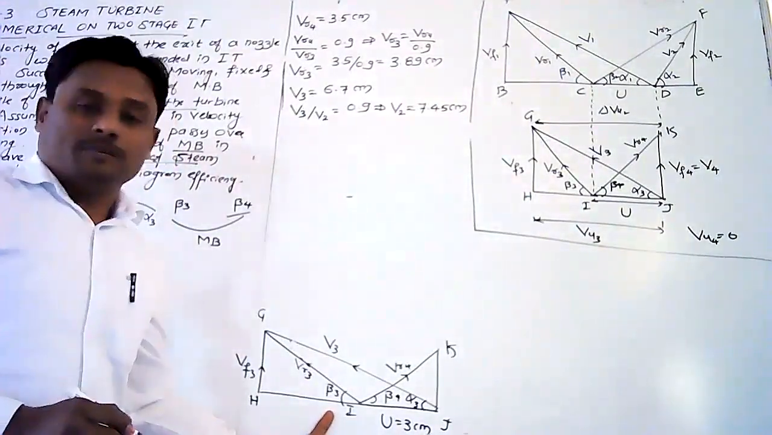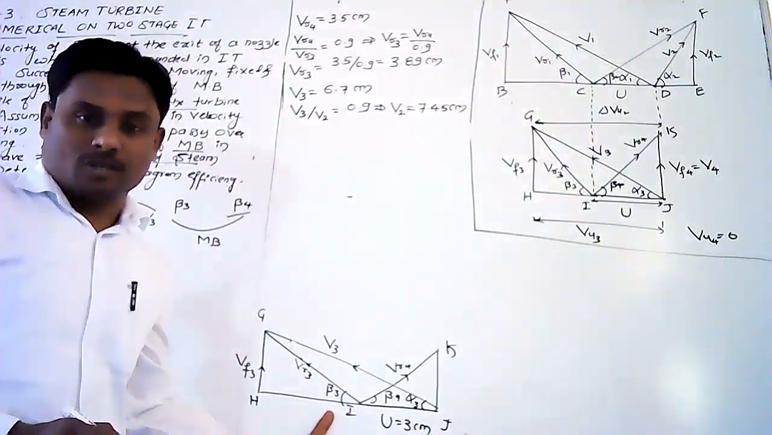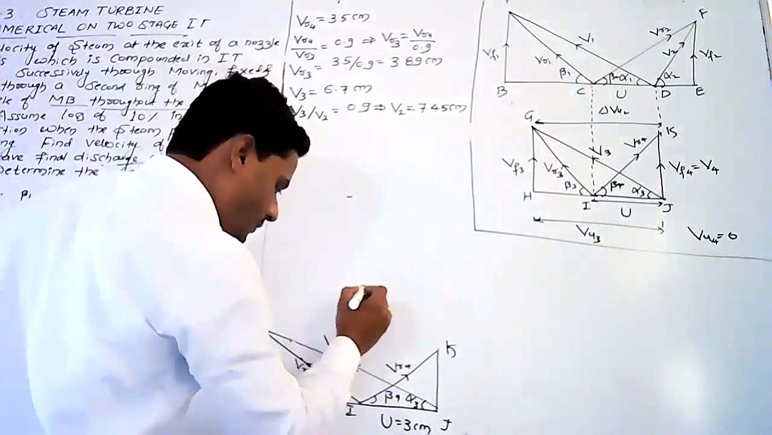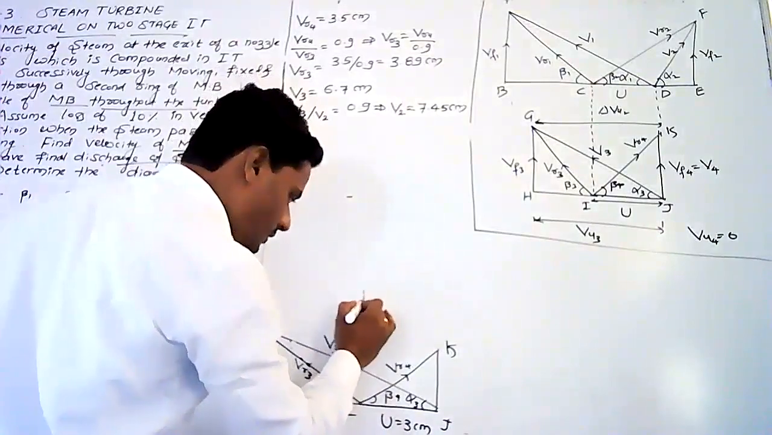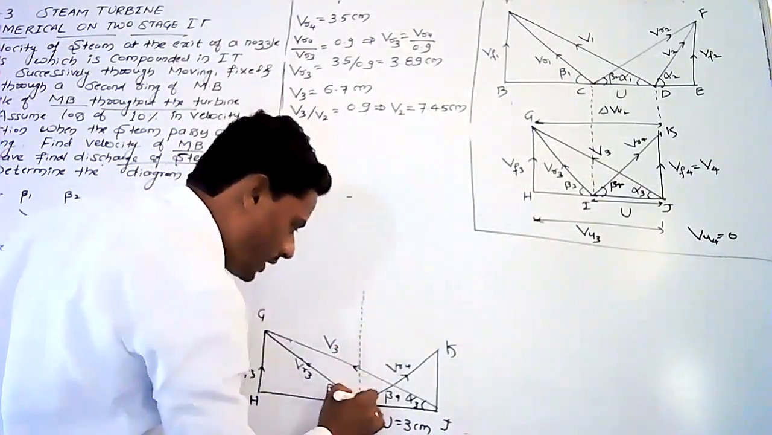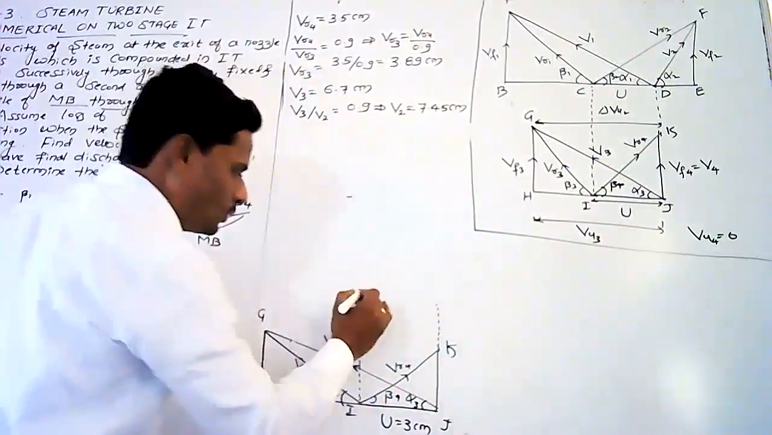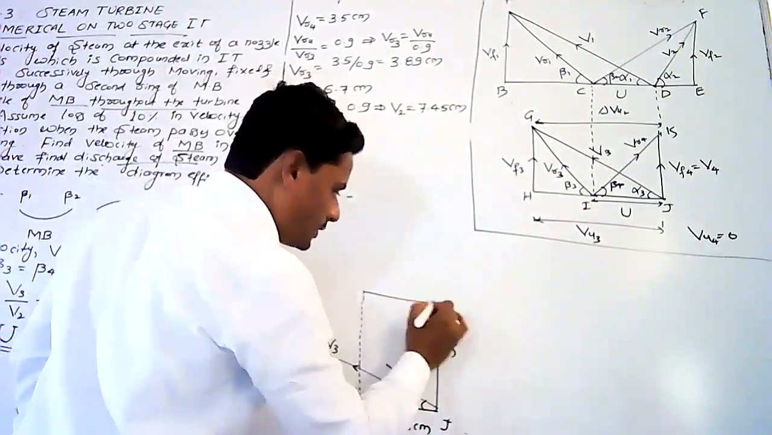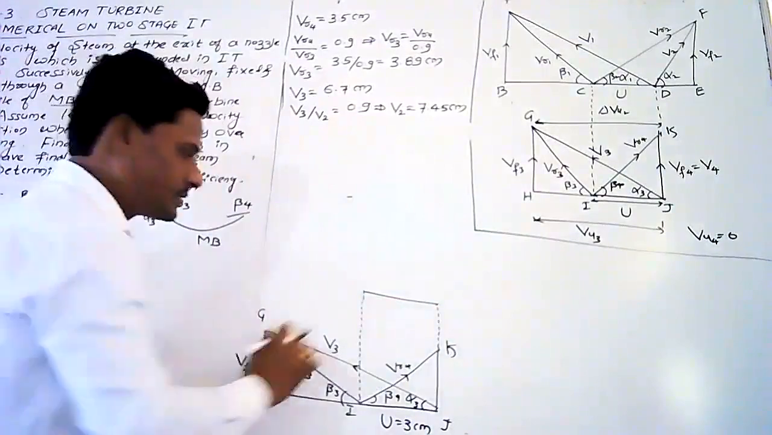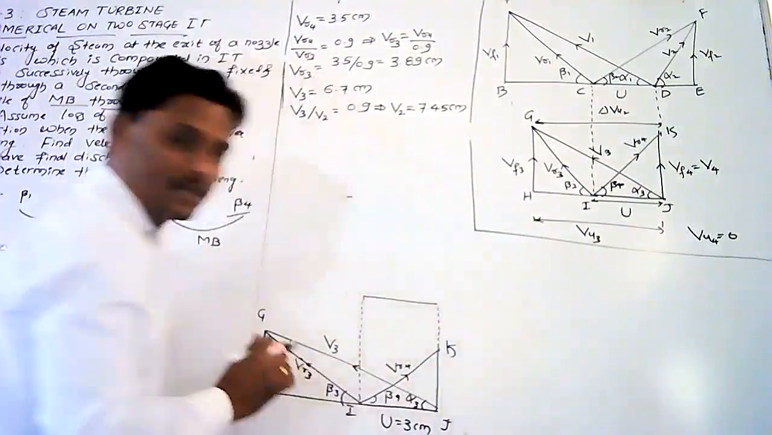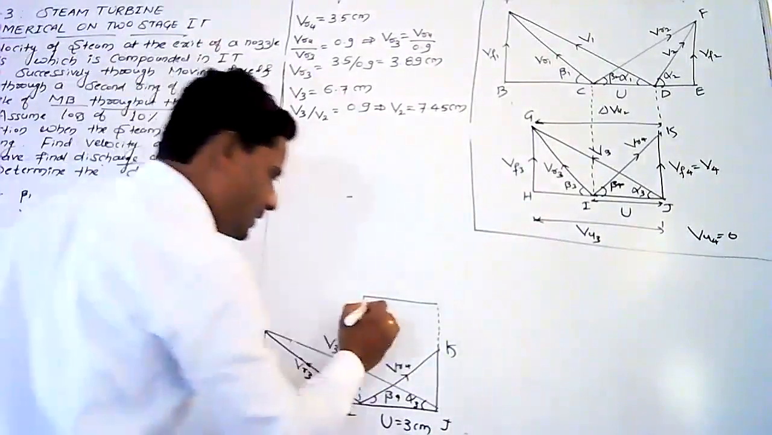In order to draw the combined velocity triangle for the first stage, just take a locus from point I and take a locus from point J. U will be the same here, that is 3 centimeters.